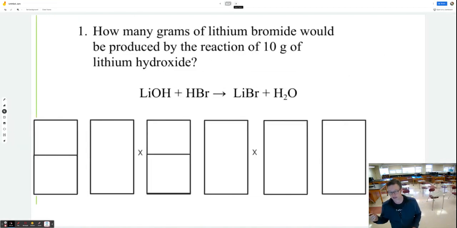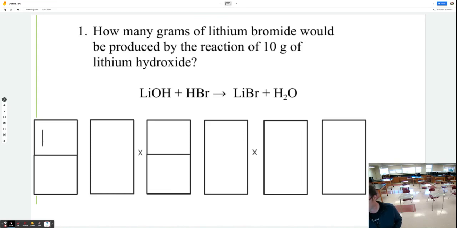We have this reaction between lithium hydroxide and hydrobromic acid. The question is, if we start with 10 grams of lithium hydroxide, how much lithium bromide will be produced? So we have to assume in these problems where we only get one reactant that we have excess of the other reactants. So that's not going to run out before we use up our 10 grams. That's just implied and assumed anytime you only have one reactant.